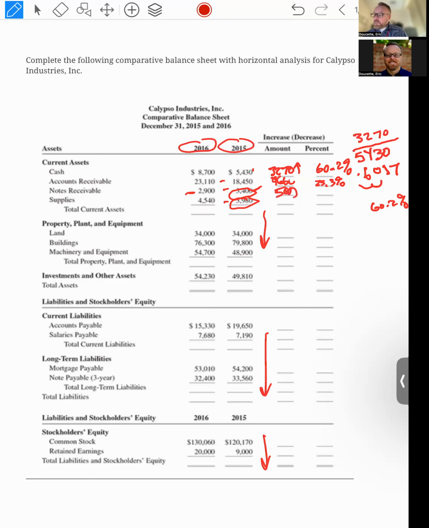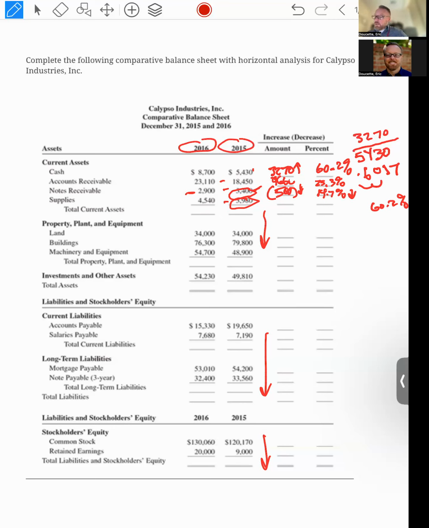And usually you reflect that by putting in parentheses. That means that it's a decrease. So a decrease always should be put in parentheses, but you still do the percentage the same way. You divide the 500 by the 34,000, and it comes out to 14.7%. But in this case, it's a decrease, 14.7% decrease from 2015 to 2016.